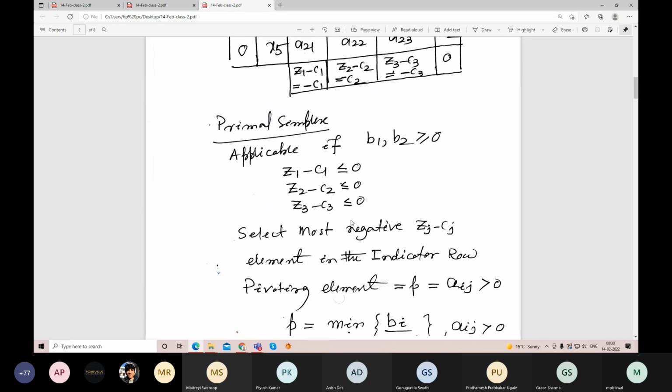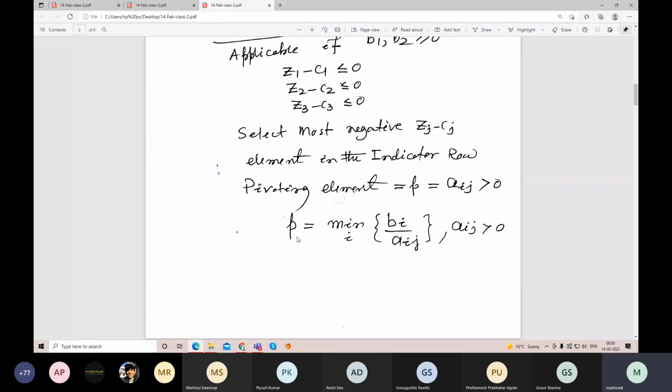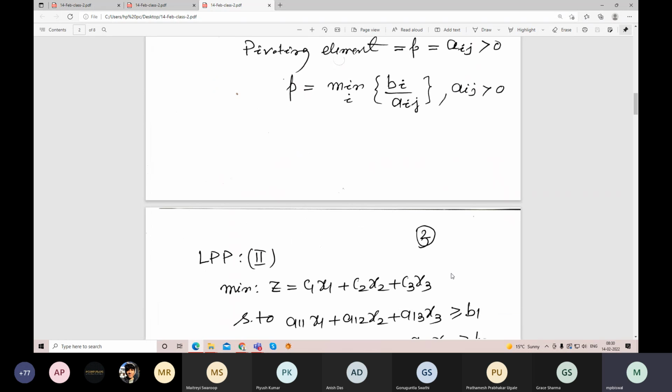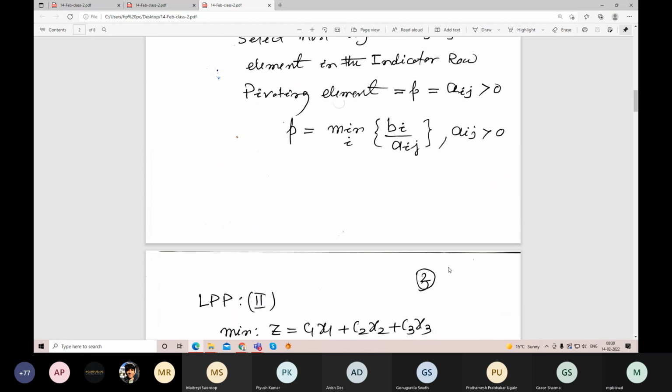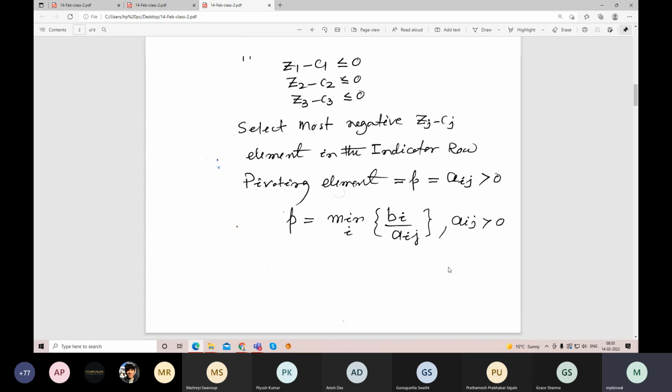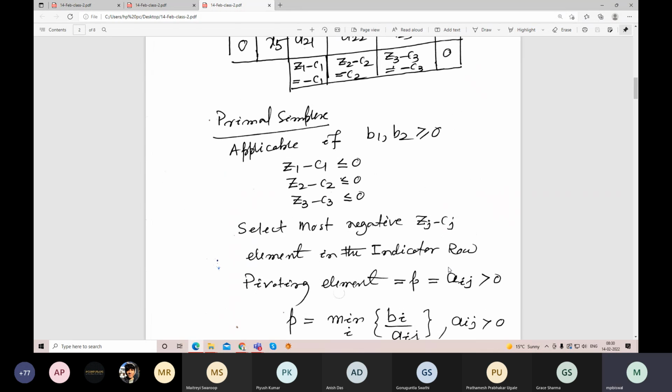So that is the pivoting element, okay. So that will be our Aij. So if it is fulfilled, and the rest whatever is there, you know it. So I will not talk about it. But what is the condition? Bi, B1, B2 have to be non-negative.